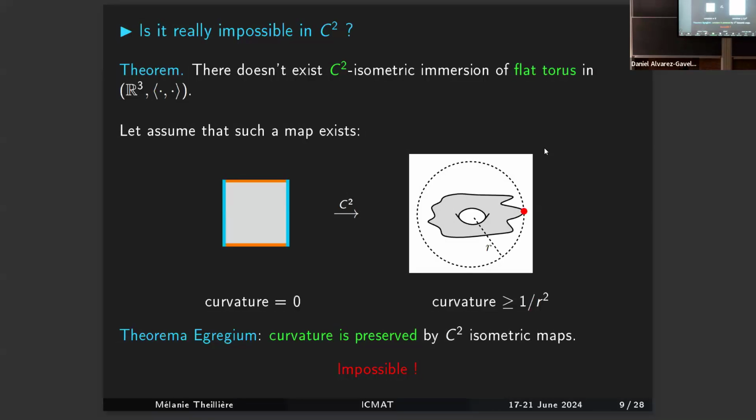And in this case, there is the following theorem stated by Gauss. We say that the curvature is preserved by a C2 isometric map. That means that the curvature equals 0 here, but there it can't be equal to 0, it's strictly greater than 0, so it's impossible. So we have a contradiction in this case, so it's not possible to have a C2 isometric immersion of the flat torus in R4. Is it fine? Yeah.